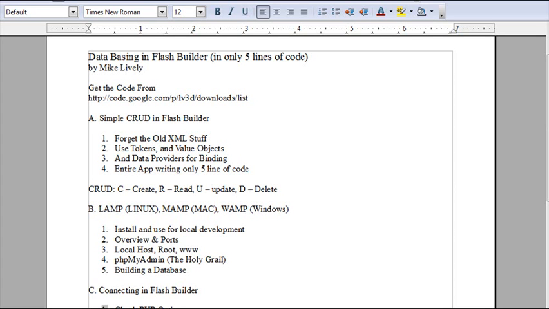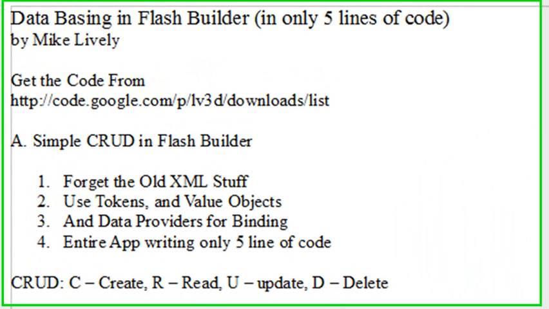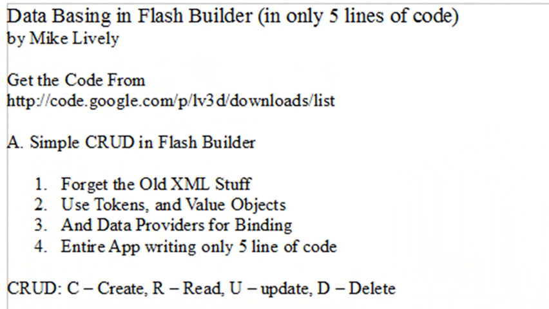Hello, this is Mike Lively, and today we're going to learn about databasing in Flash Builder in only 5 lines of code. Now, of course, it takes more than 5 lines of code to write a database system. What I mean by only 5 lines of code is that you only have to write 5 lines of code. The rest of that code is going to be auto-generated. That's right. This is fantastic.